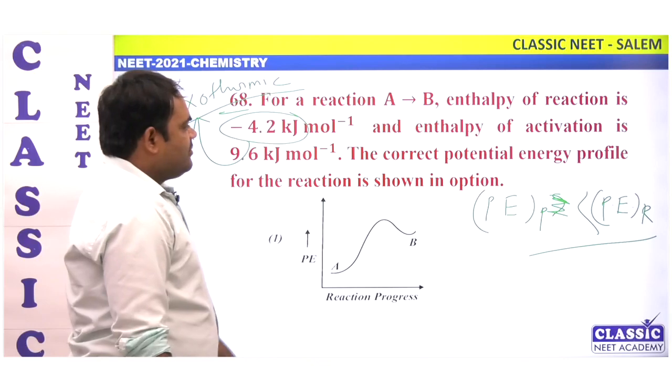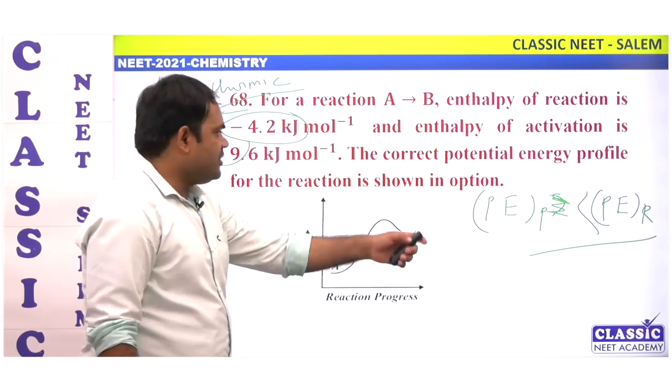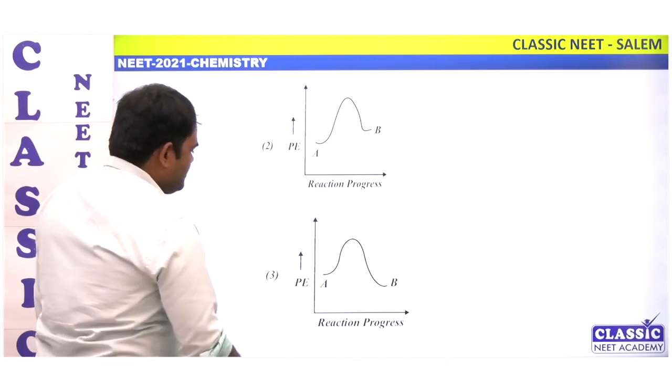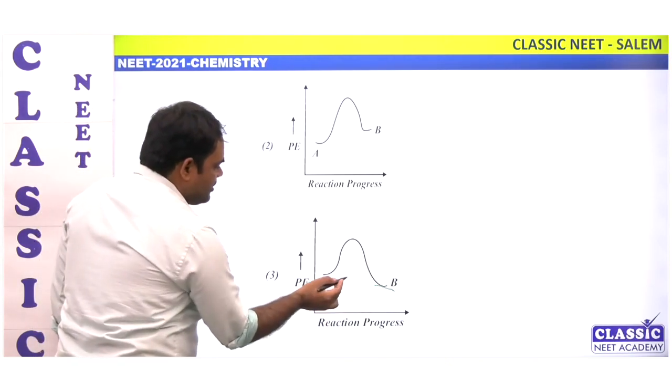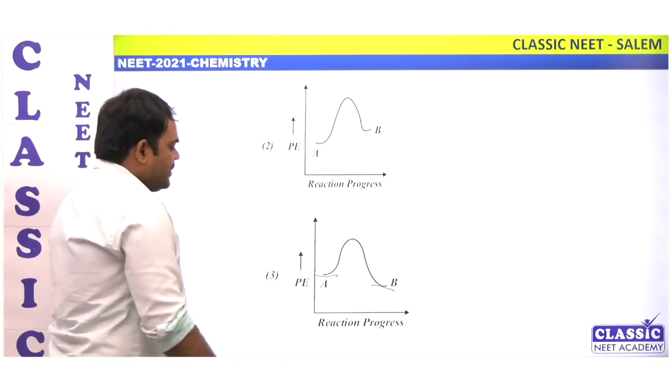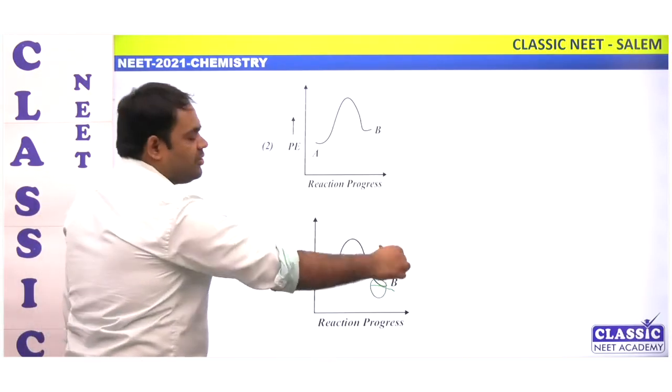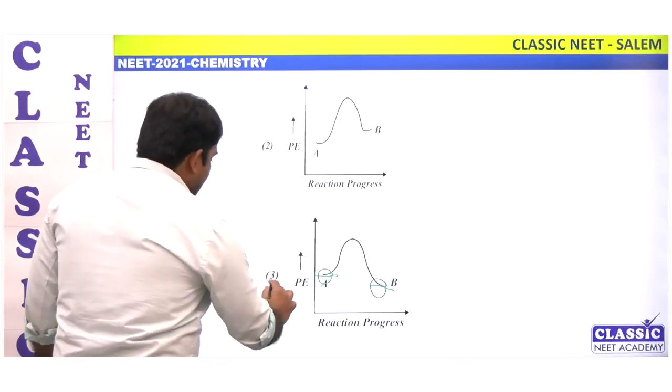This is for the exothermic reaction. So we can check which one is applicable for this one. Look here. That is the potential energy curve. Which one has the higher? The reactant has the greater potential energy and the product has the lower. So which one is the correct answer? The third one.